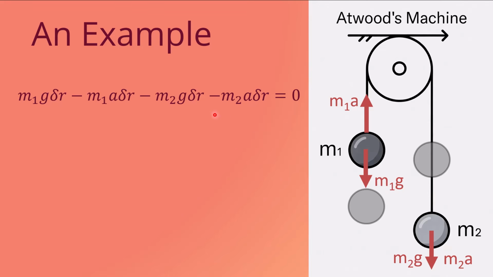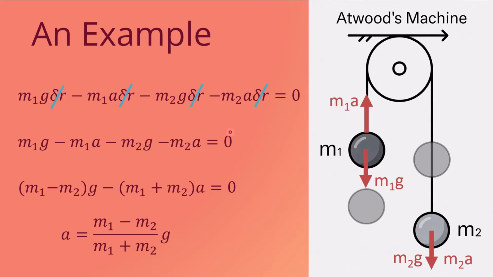So we could directly write this equation, and by crossing out delta r from this equation, we come up with this simpler form, and after a little simplifying, we could find the acceleration. This is the same answer that we came up with using Newton's method. But instead of writing two different equations for each of these masses, we could directly find this equation, and we didn't need to bother with the string force. As systems get more and more complex, the power of D'Alembert's principle shows itself more and more.